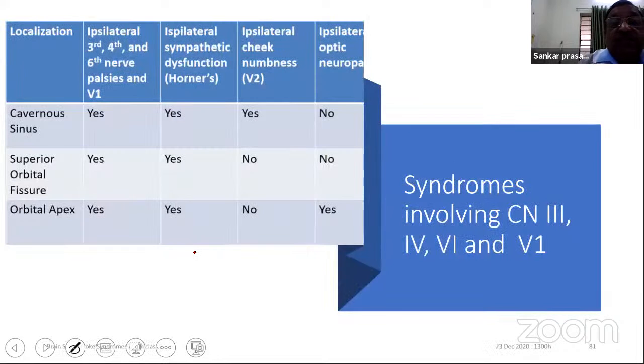So this is an important table because, when you are trying to localize whenever you encounter third, fourth and sixth nerve palsies, so V1, that is corneal reflex, is absent, then you have to look for what? Is there any sympathetic dysfunction, Horner syndrome, and also cheek numbness, which will give you V2 or maxillary distribution, and whether optic atrophy or vision loss is there. So with the help of optic nerve function and cheek numbness, you will be able to diagnose or localize where the problem is. So I'm trying to tell you that the neuroanatomy of the part is very, very important.